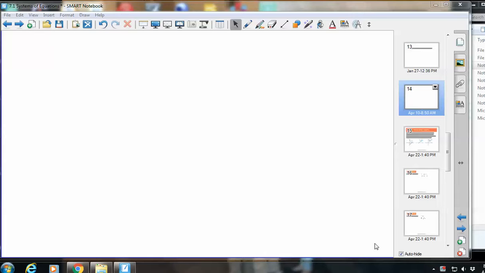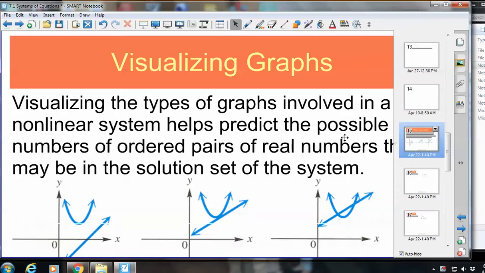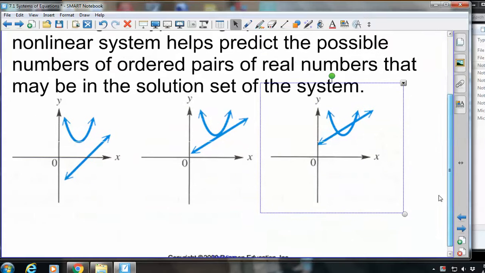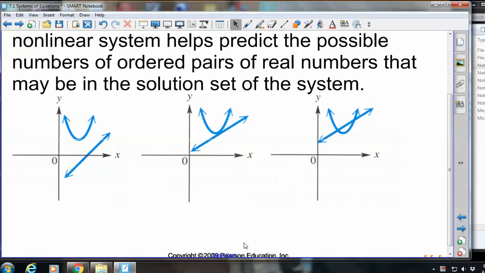If you have a parabola and a line, what are my options? They could meet twice, they could meet once, or they could meet not at all. Okay, so if we have nonlinear functions, we have to think about it. We don't just have one, no, or infinite solutions. In a parabola and a line, those would be the graphs that would show us the three cases where they met not at all, once, or twice.